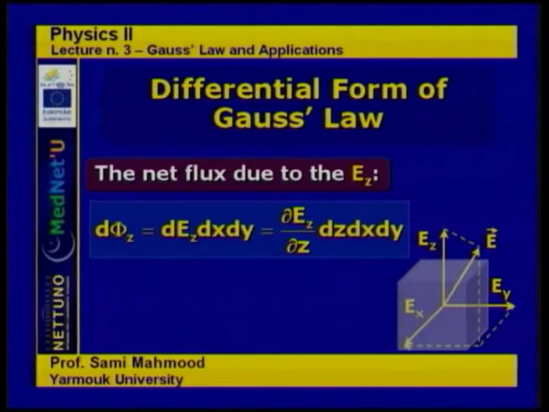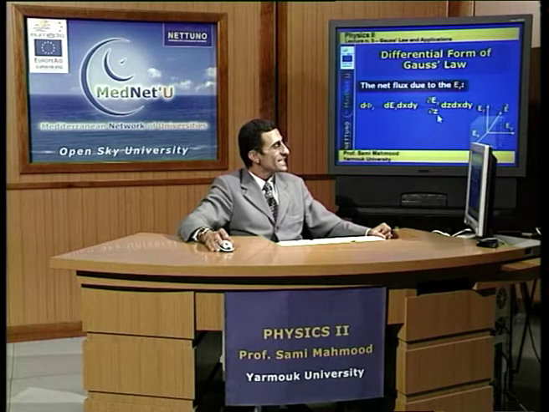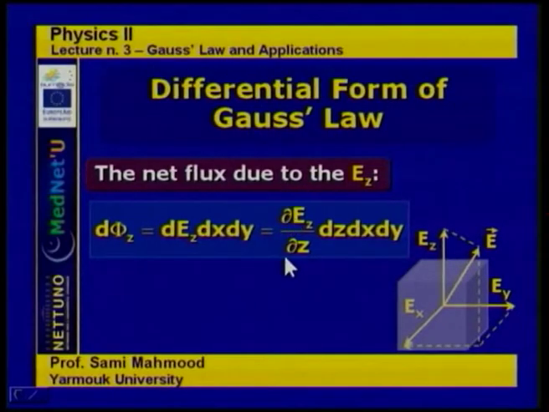If these are so close to each other, the difference in the electric field, delta E, goes to dE, because the distance is so small. So d phi is simply dE times the area dx dy, or we can multiply and divide by dz, and this will give us dEz by dz times dz dx dy. dz dx dy is simply d tau. This gives d phi due to the z component equal to dEz by dz times the volume element d tau.